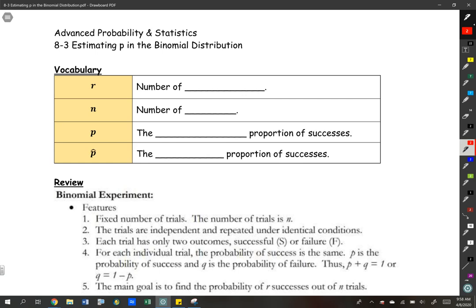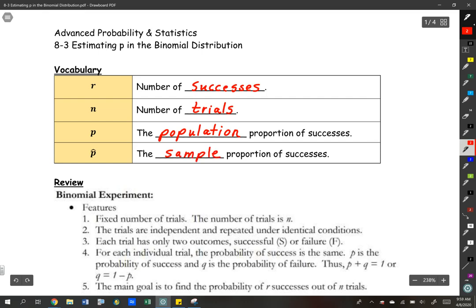So just a couple of review vocabulary. R is the number of successes. N is the number of trials. P is our population proportion. So think of it as your mean, but in terms of the binomial distribution. And P hat is the sample proportion of successes.